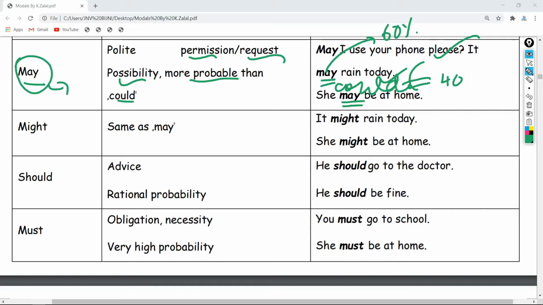Then let us see the past form of may. There is might. It might rain today. She might be at home. This is the same as may, but when you talk about the difference, might will be more remote, and the surety or conformity will be with may. I suppose you understood it. Therefore, now let us go to the next one.